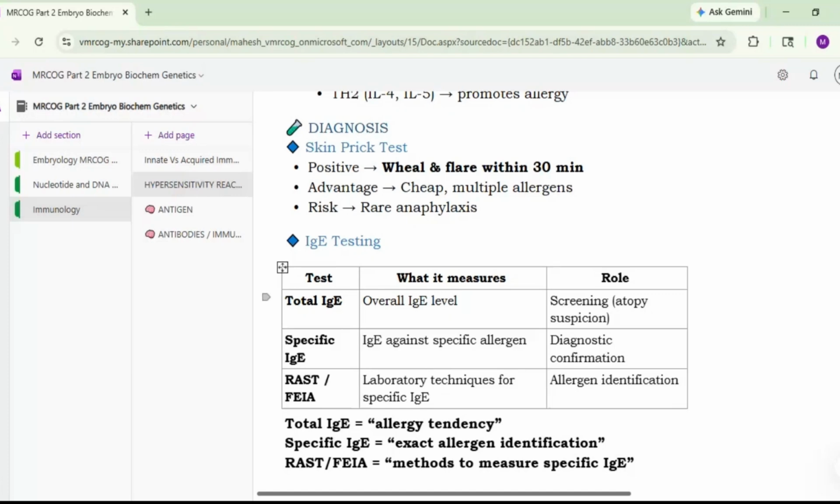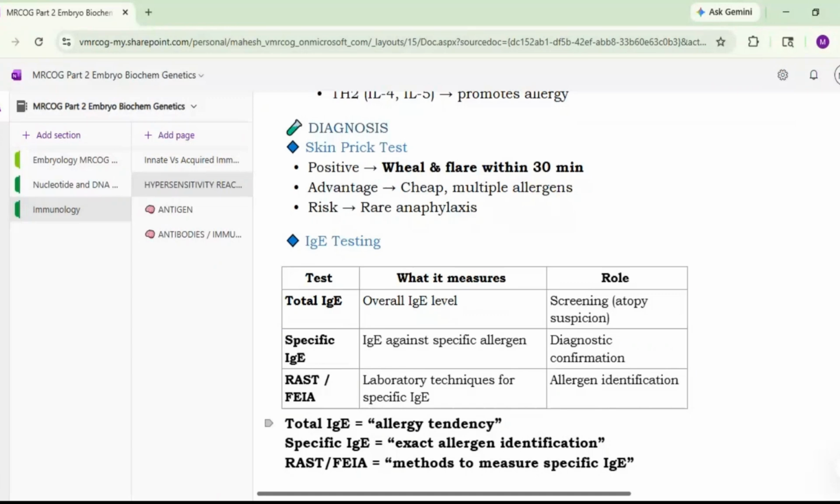You can check the total IgE, but that will only serve the purpose of screening. It will not tell exactly against which antigen. What is more specific is the specific IgE, that is IgE against a specific allergen, which will give you diagnostic confirmation. Allergen identification will be done by RAST and FEIA. These are the lab techniques.